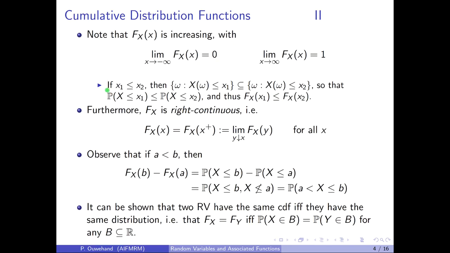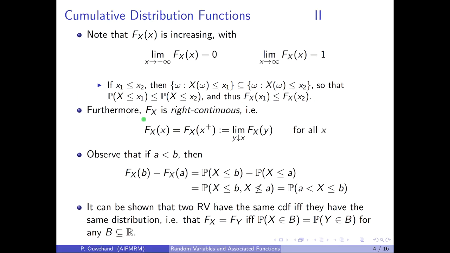It's actually quite easy to see that the CDF is an increasing function. Take, for example, x1 less than or equal to x2. The event that capital X is less than or equal to x1 is contained in the event that X is less than or equal to x2, because if capital X is less than or equal to x1, then it is also less than or equal to x2. Therefore, the probability of this event here is less than or equal to the probability of this event here. In other words, the probability that capital X is less than or equal to x1 is less than or equal to the probability that X is less than or equal to x2, and therefore the CDF evaluated at x1 is less than or equal to the CDF evaluated at x2 when x1 is less than or equal to x2. And this is just the definition of an increasing function.